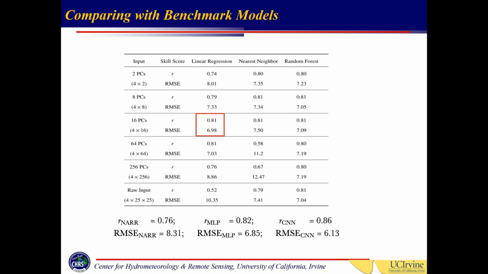For comparison, the original reanalysis precipitation product performance is listed in the bottom left, and the multilayer perceptron with the fully connected neural network is listed in the middle, and the convolutional neural network performance, which is the best we achieved in this experiment, is listed on the right.